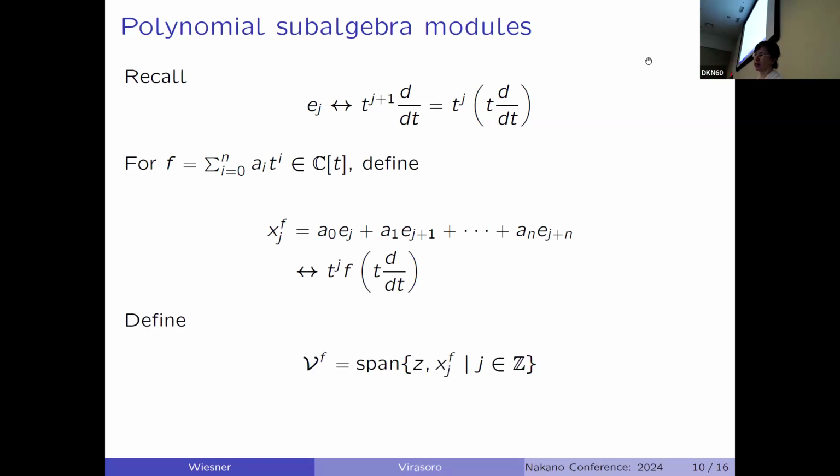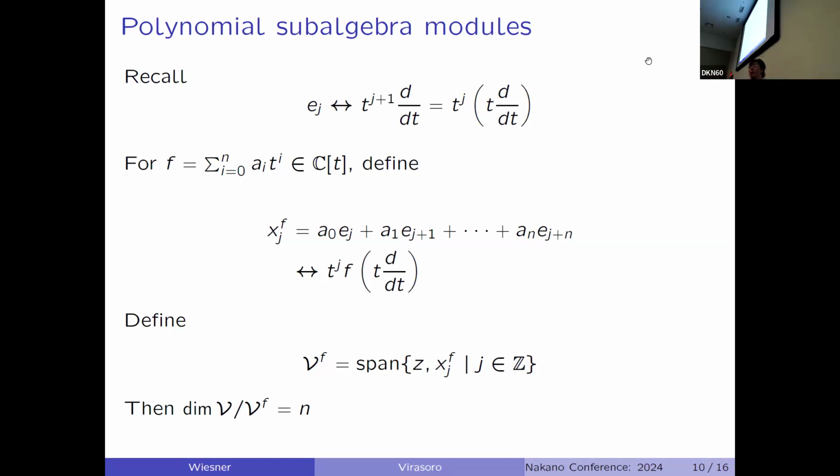And then if we take the collection of these and add in the central element, you get a subalgebra of the Virasoro algebra. What's potentially nice about these is that they have finite codimension. The codimension is just going to be the degree of the polynomial that we use to construct the subalgebra. J is going to run over all integers to get a subalgebra, although I'll come back to that later, that we can restrict it to be positive and we still get a subalgebra.